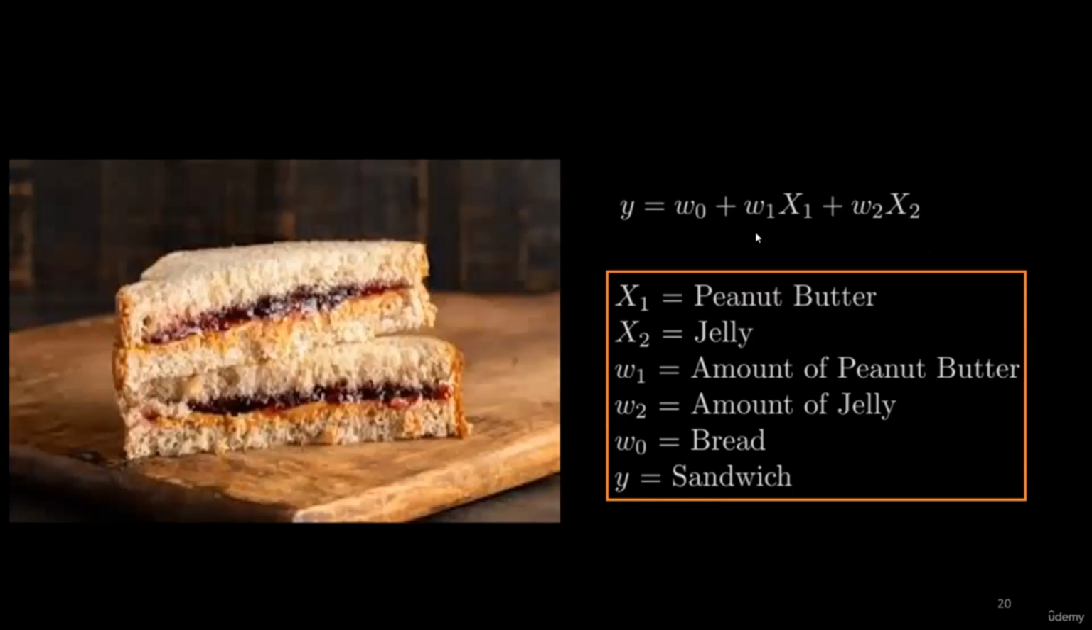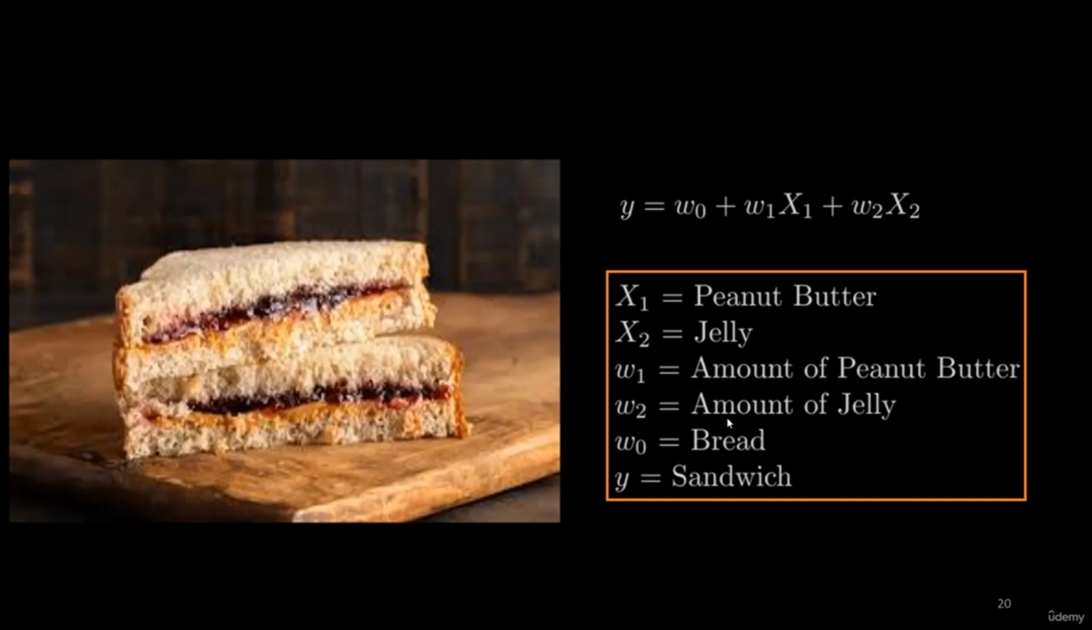The output of your multiple linear regression in this particular example is your sandwich. So your sandwich depends upon two features, x1 and x2, and you can control these features with the value of weights w1 and w2. And here the concept of weight is the amount of peanut butter and amount of jelly you are putting on your sandwich.